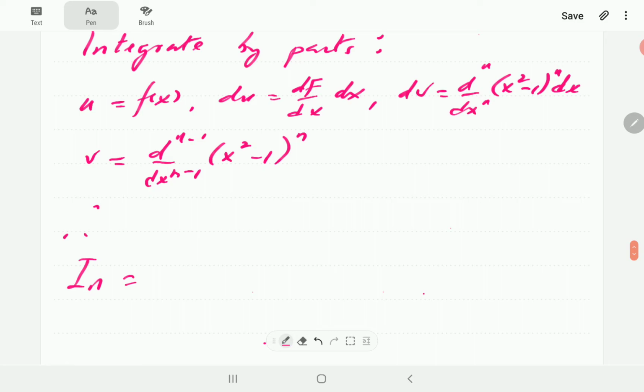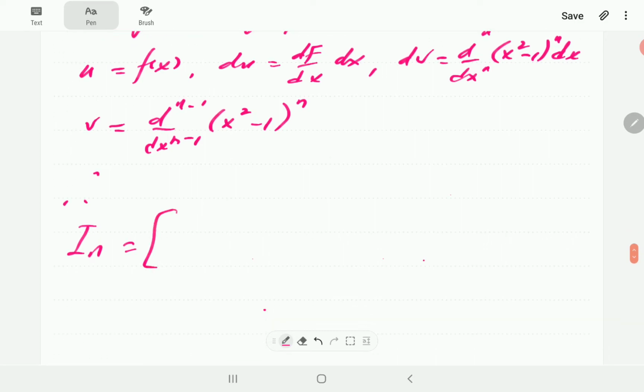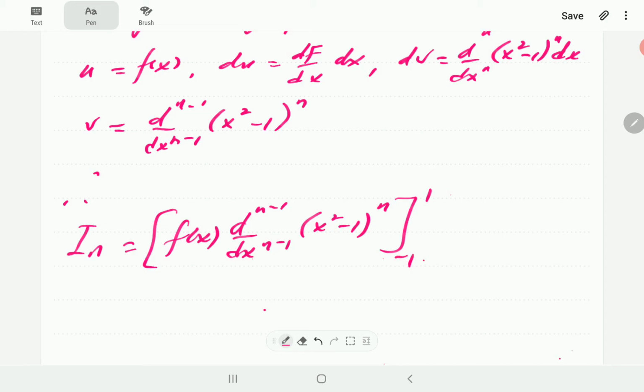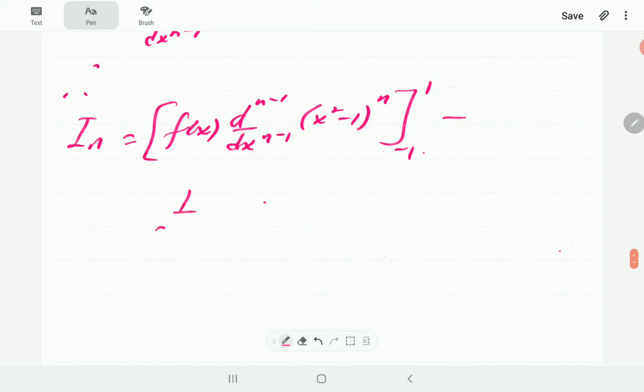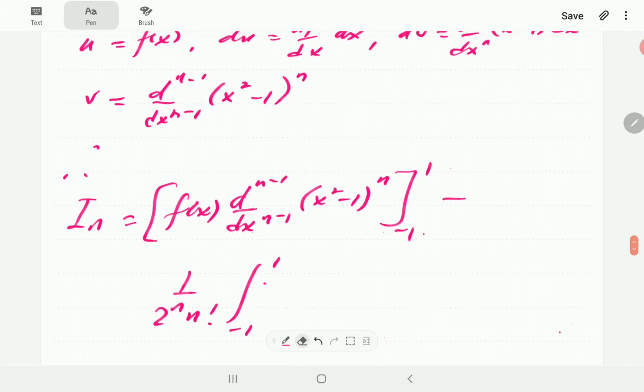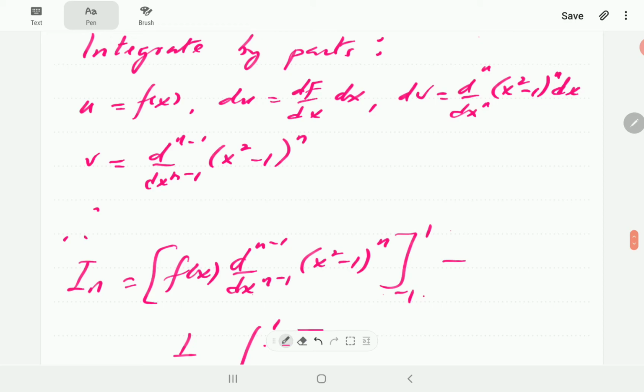So I_n is going to be uv. So that is going to be f(x) times the (n minus 1)th order derivative of (x squared minus 1) to the power n, evaluated between -1 and 1. Then minus, this 1 over 2^n n! constant multiplies everything, so I'm going to sort that out in a moment. So here we're going to have the integral of v du. There is v and there is du.